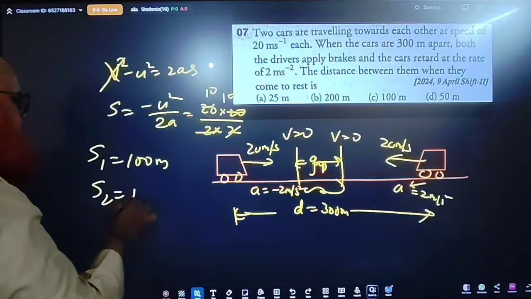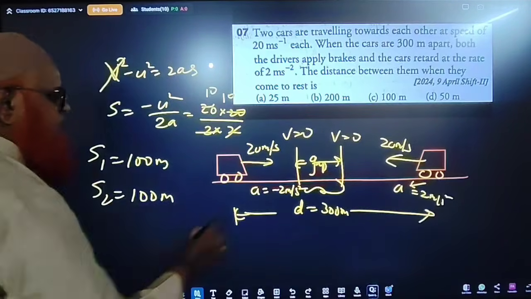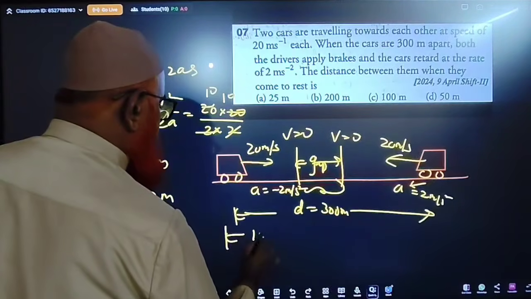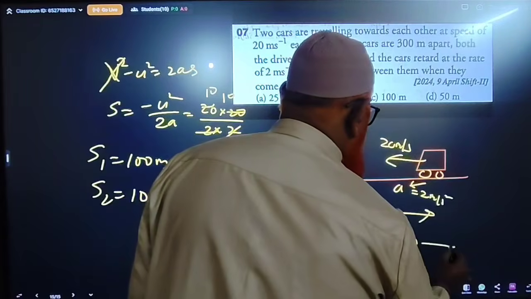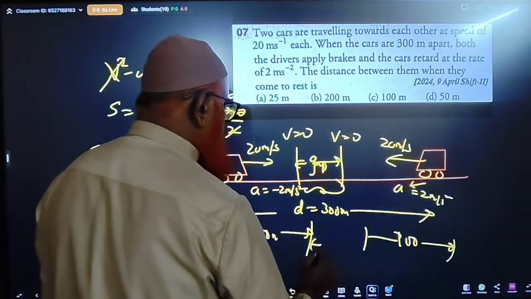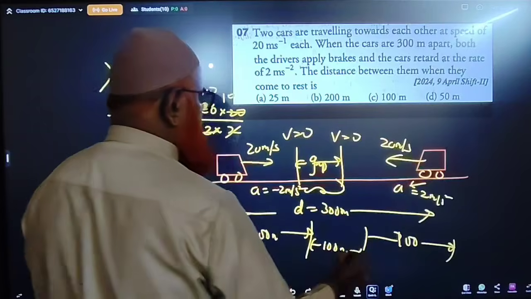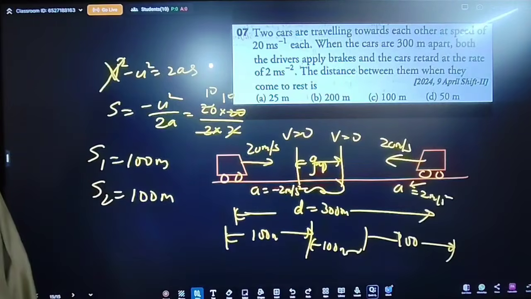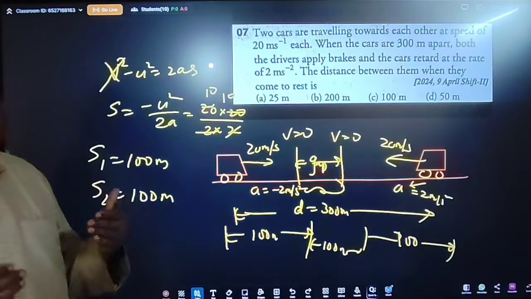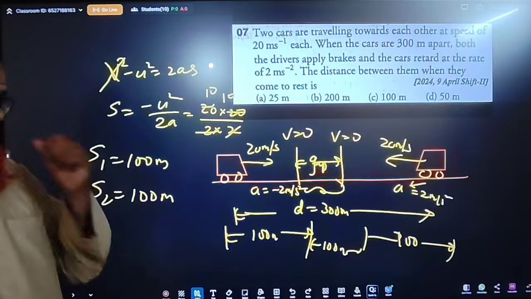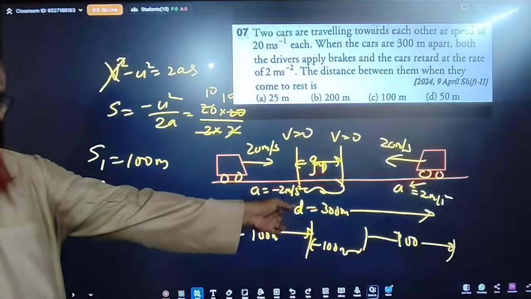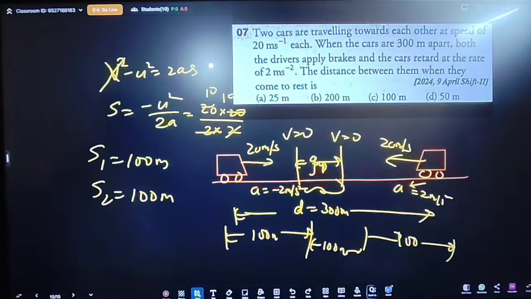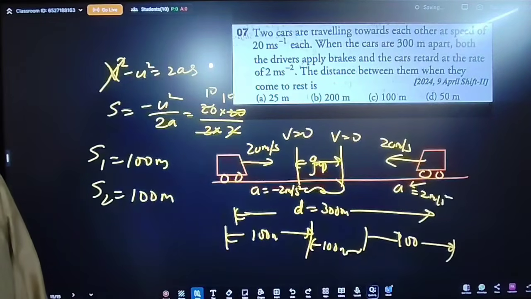The second car is also of the same type, it is also traveling 100 meters. So from here to here it is traveling 100 meters. From here to here it is also traveling 100 meters. Then still the gap is how much? 100 meters. Understood what I am saying now? Both have stopped. After stopping, what is the gap? This has traveled 100, that has traveled 100. Total distance is 300, means the gap is how much? 100. Is it okay?